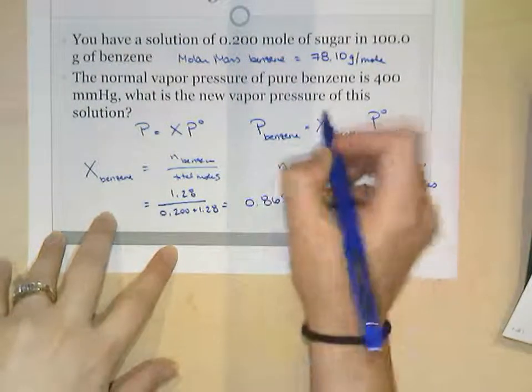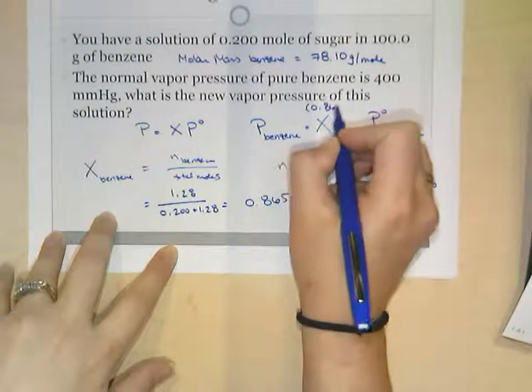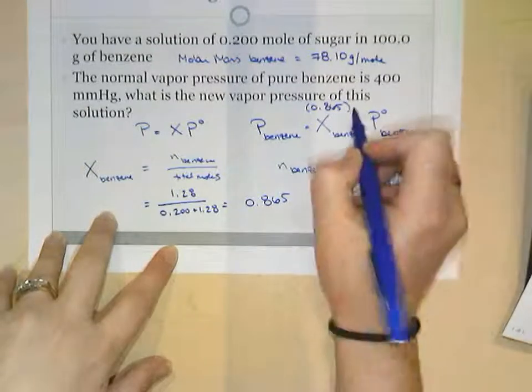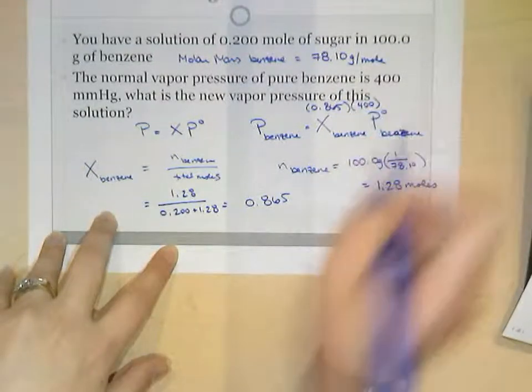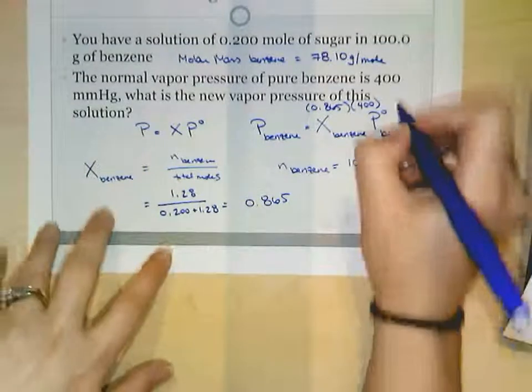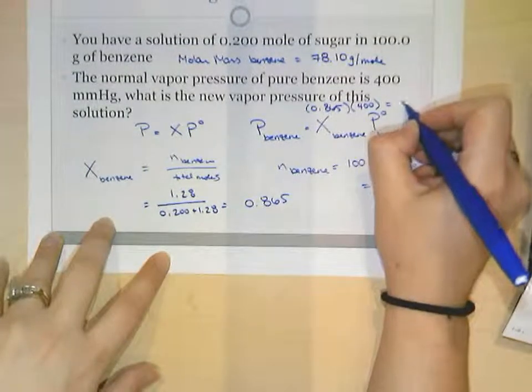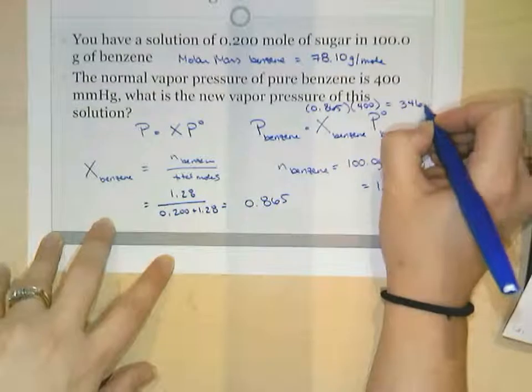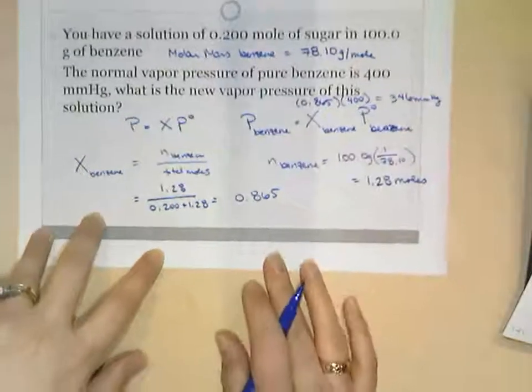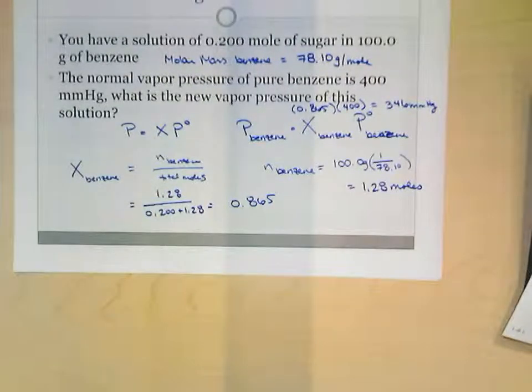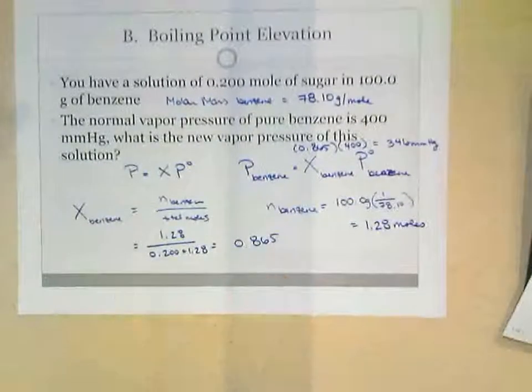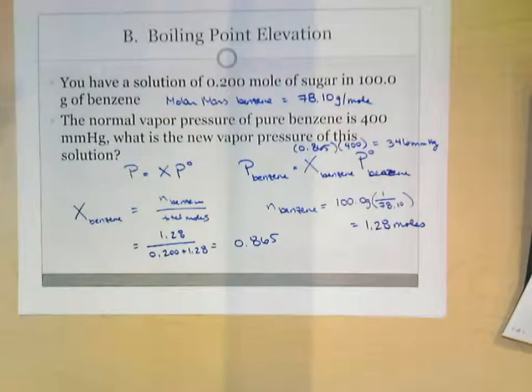So we have 0.865 times the old vapor pressure of 400. And that should come out to 346. Right, so pure benzene has a vapor pressure of 400. We now have less than pure benzene, so we have a lower vapor pressure.